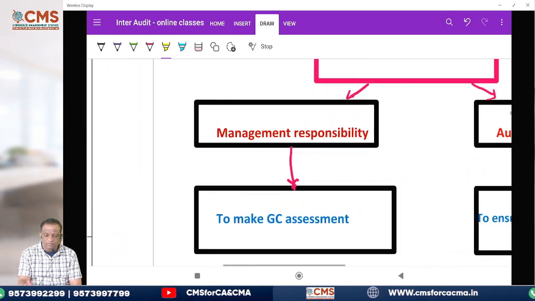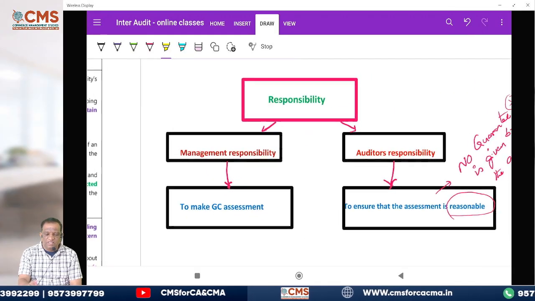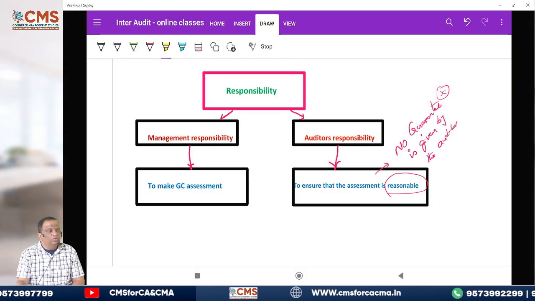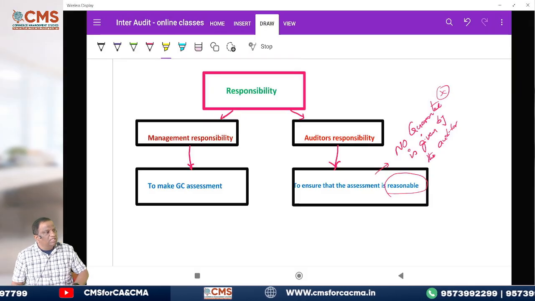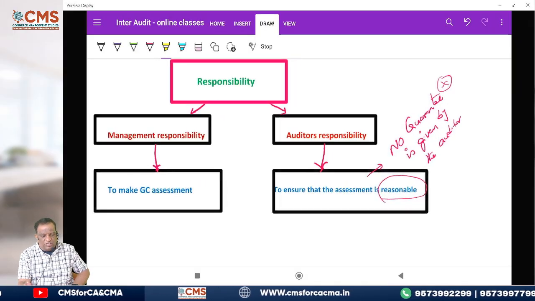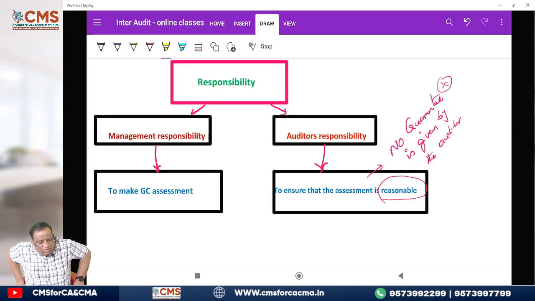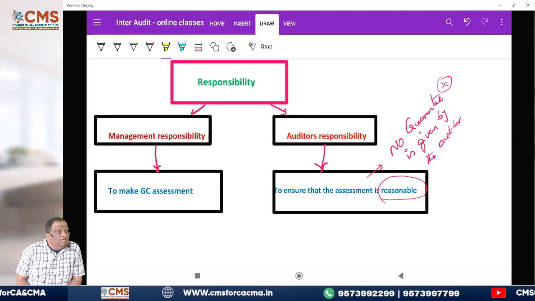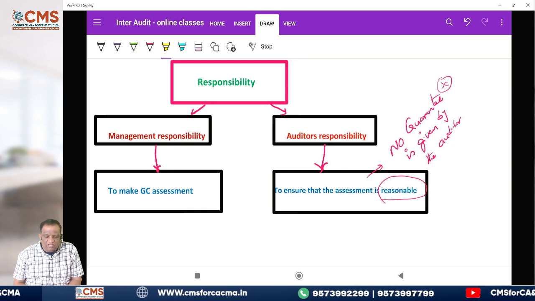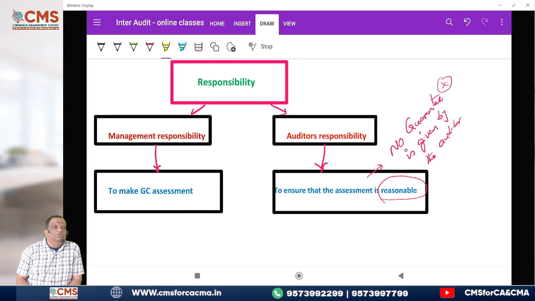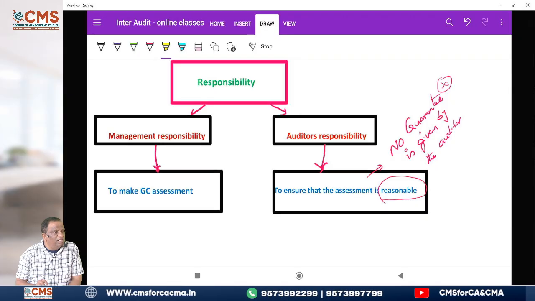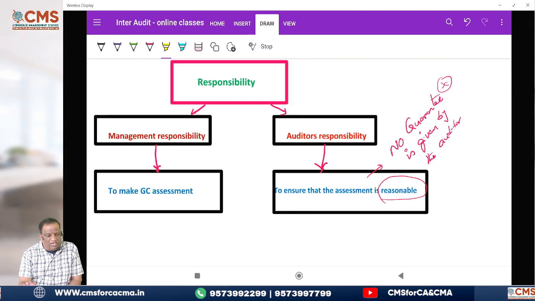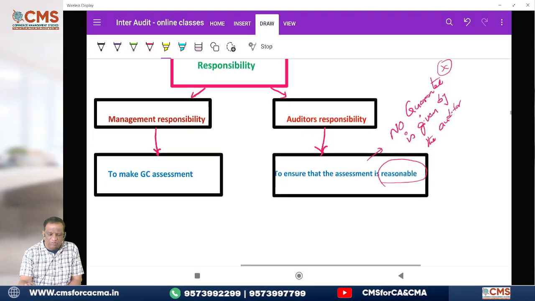Then look at here. Because it's a revision, I go quickly onto the summary points. Now, whose responsibility is what? What is the management responsibility and what is the auditor's responsibility? Management responsibility is to make the going concern assumption. So making the assumption is the management responsibility. But then what is the auditor's responsibility? To ensure that such assessment is reasonable. So this is the difference between management responsibility and auditor's responsibility.